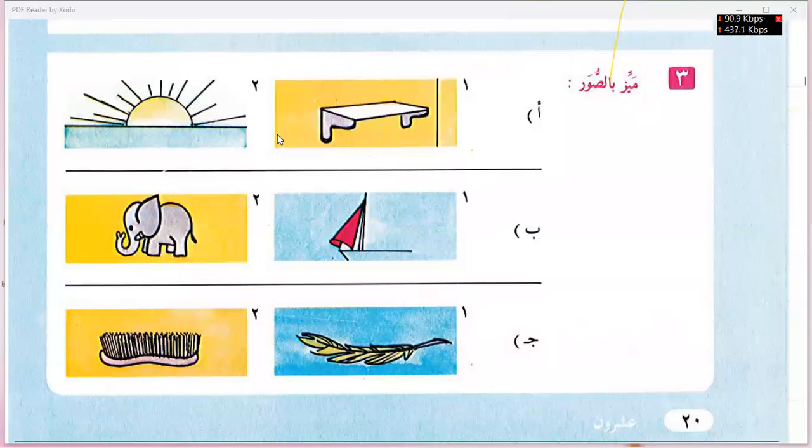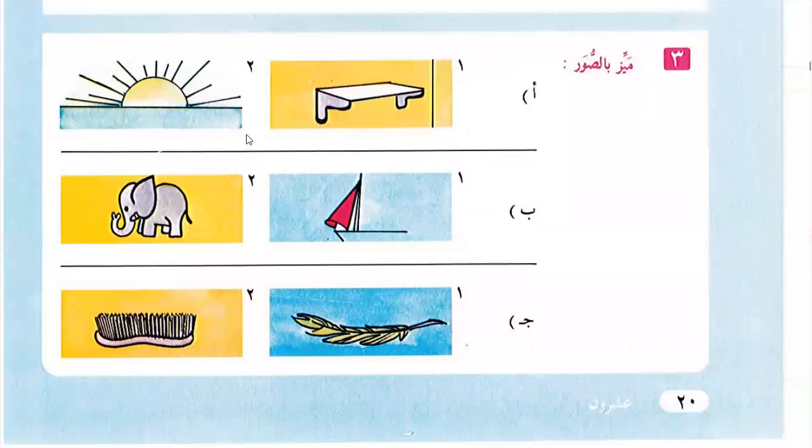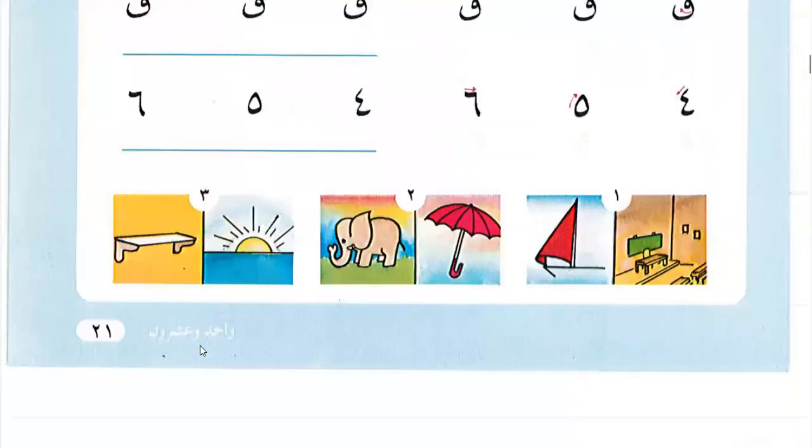So I will say a name and you will tell me whether it is Suratul Ula or Suratul Thaniya. Shams. Suratul Thaniya. Feel. Suratul Thaniya. Okay. Then Furshah. Suratul Thaniya, the brush.